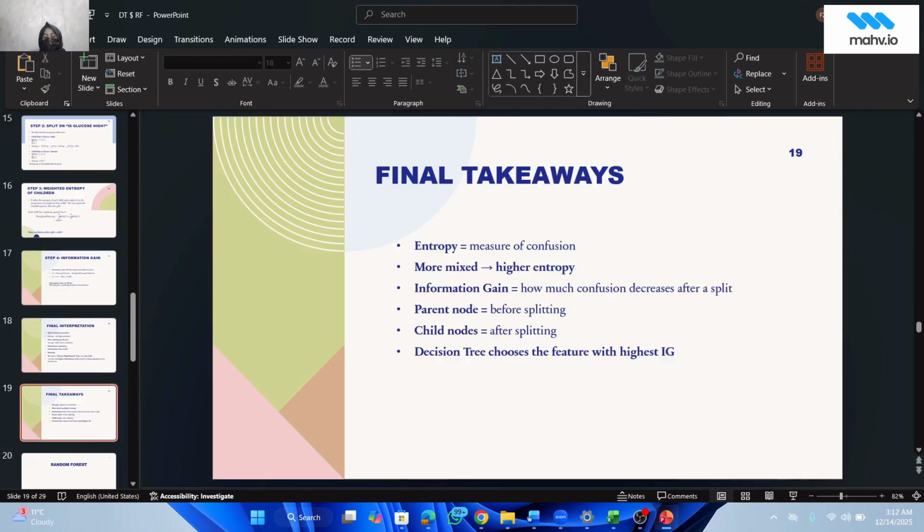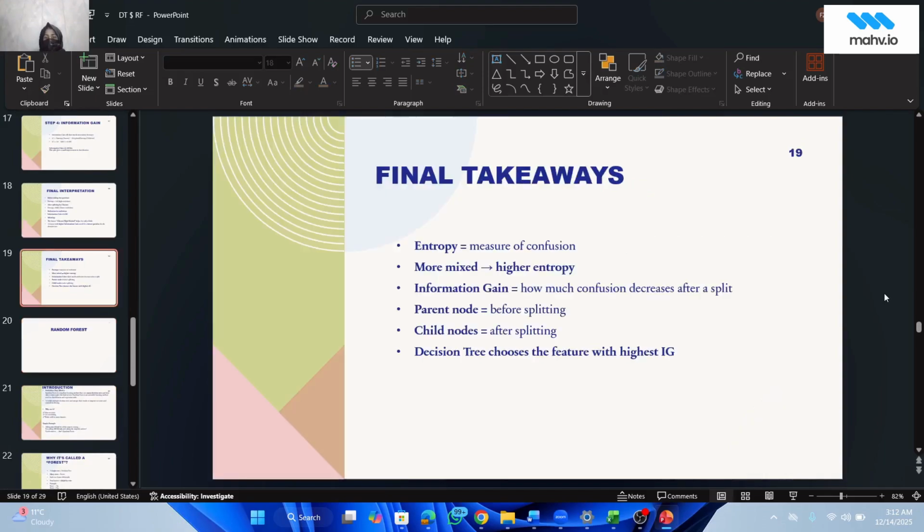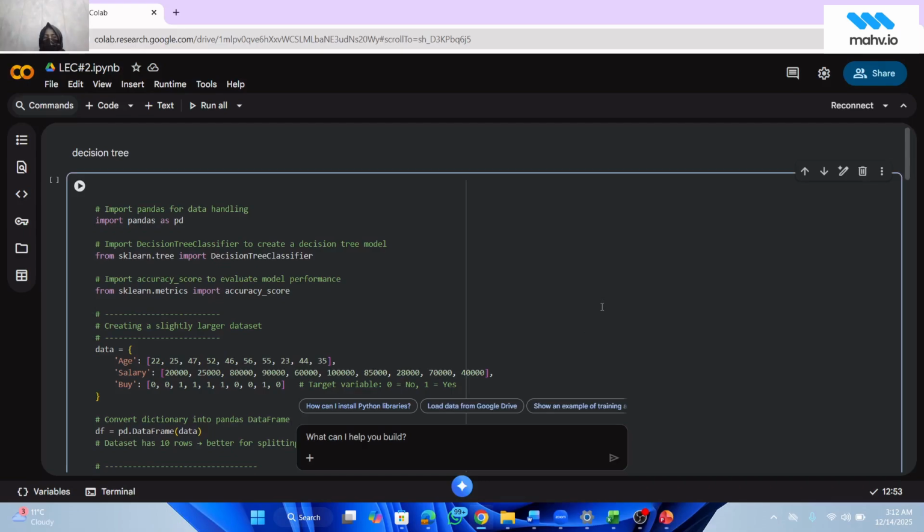So entropy is a measure of disorderedness: more mixed, high entropy. Information gain is how much confusion decreases after a split. Parent node is before splitting and child is after splitting. And the decision tree chooses the feature with the highest information gain. So the higher the information gain, the more likely it will be selected as the root node. After that, let me go through the code of it.